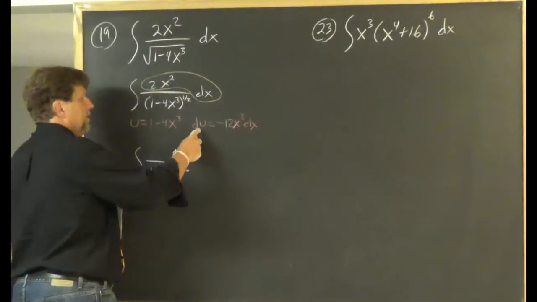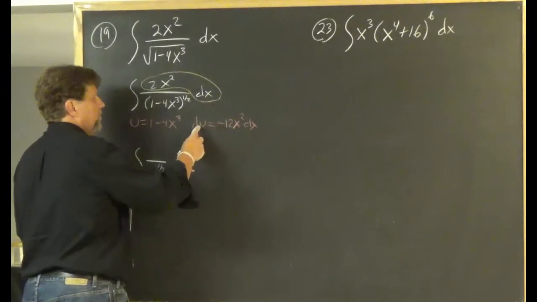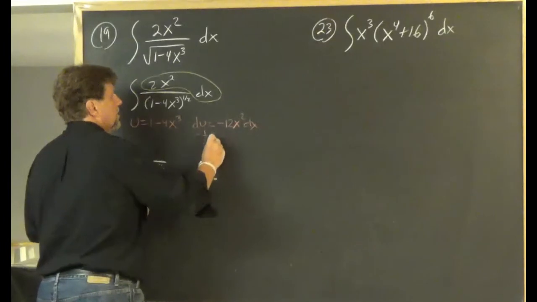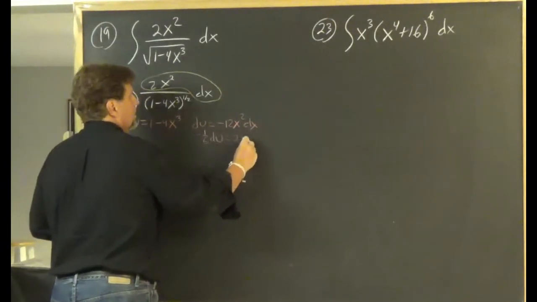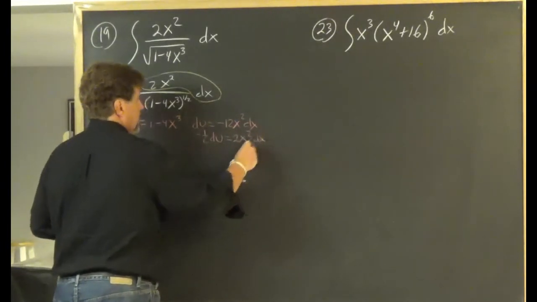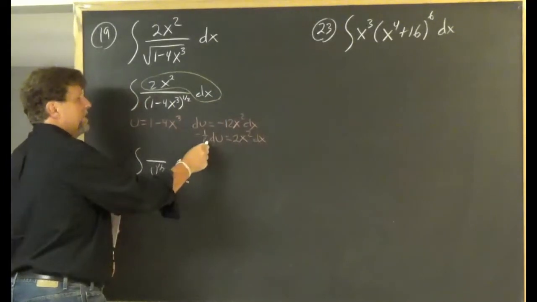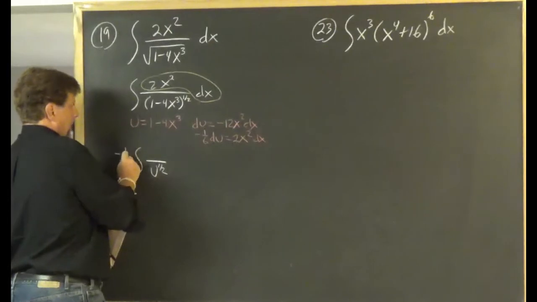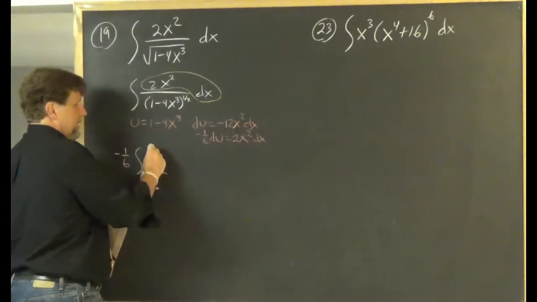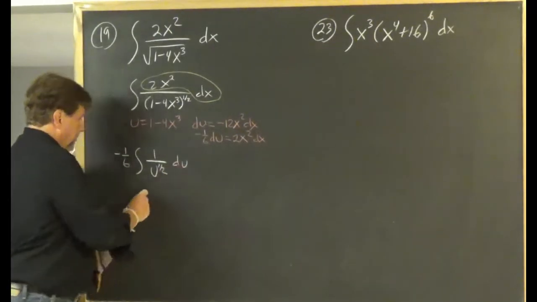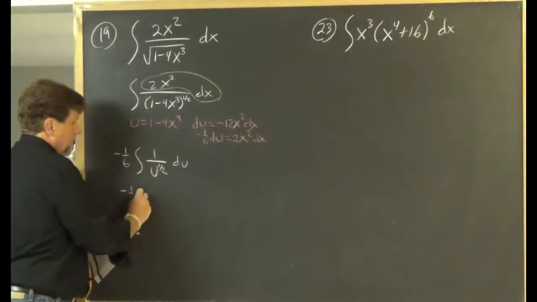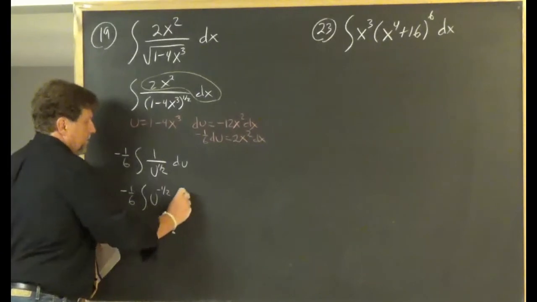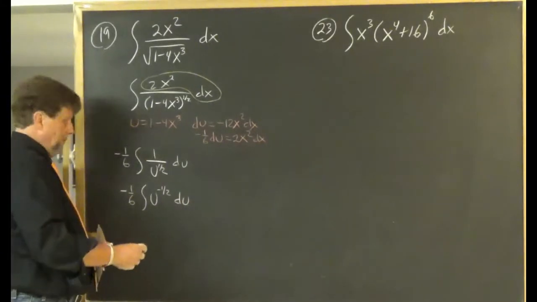So if I multiply both sides here by a negative 1/6, I get the 2x squared dx. So I substitute negative 1/6 du in for the 2x squared dx. And that's right, I put the negative 1/6 out front. Then I'd rewrite this as u to the negative 1/2. Now I'm ready to do the power rule.